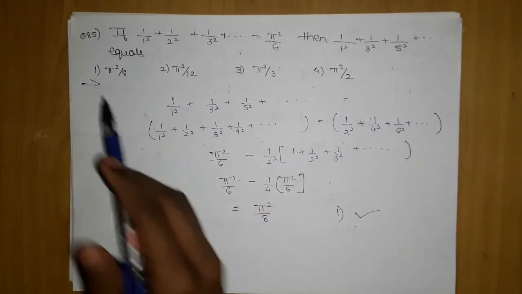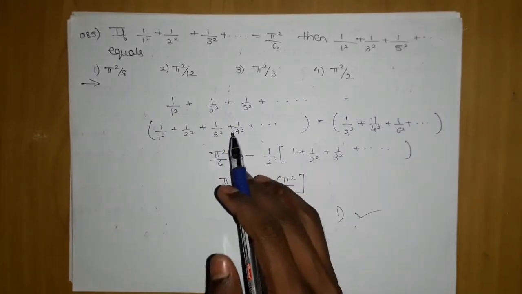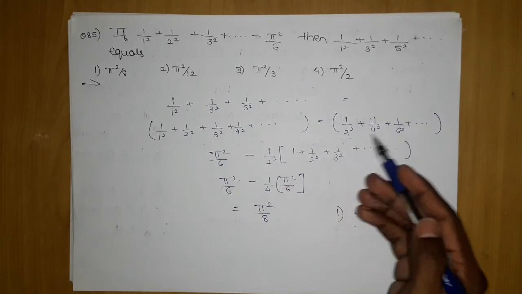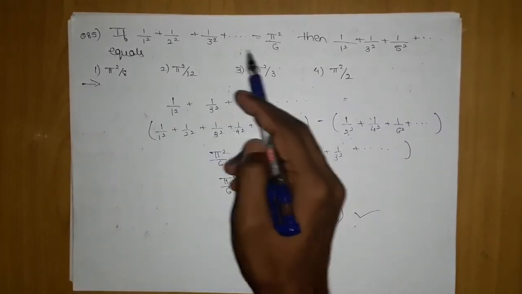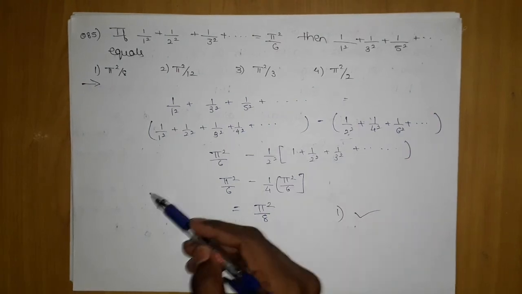What was the basic approach? This type of question we have done. When odd terms are given, we add the even terms and subtract them, then take the common factor, and it will again form this thing. If you see my previous lecture, you will easily make out this problem. Now let's move on to the next question.